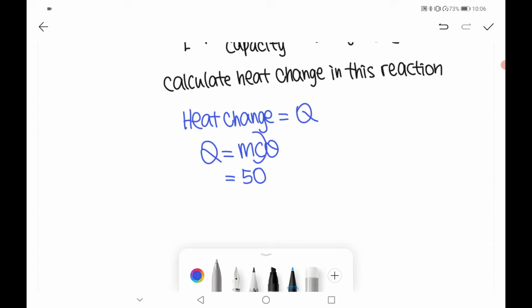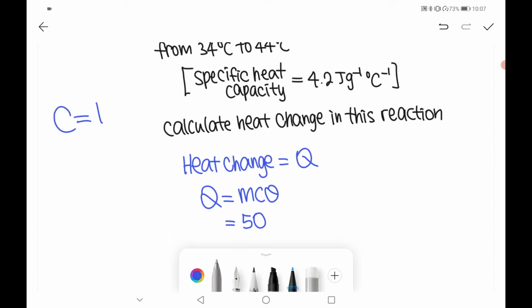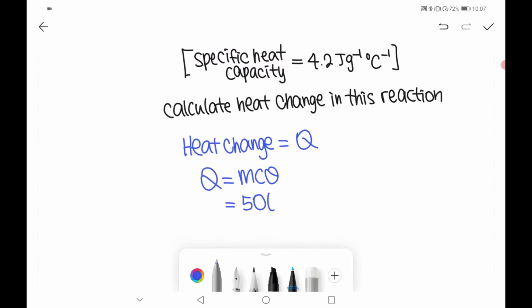Okay, next one is the c. c is heat capacity. The value will be provided. They will give us the heat capacity. You see the question? The question tells us the specific heat capacity is 4.2. So we use the 4.2 given by the question, okay?